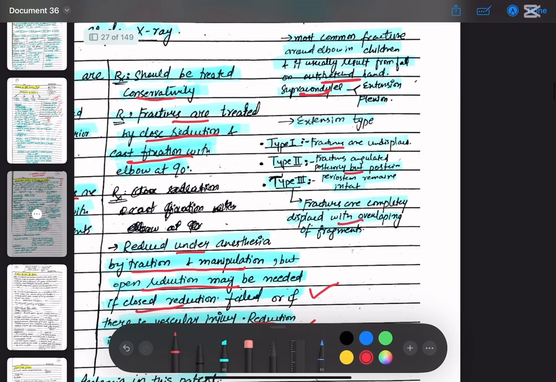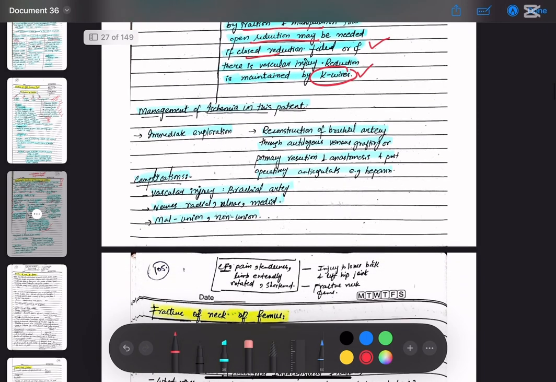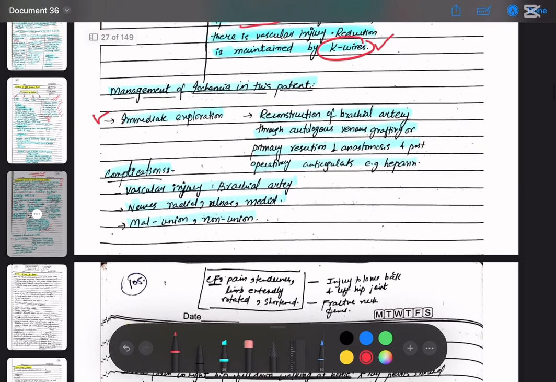Okay, so this is the management option of ischemia, that is immediate exploration. Reconstruction of the brachial artery is done through autologous venous grafting. We should give the heading of venous grafting, that the management of the ischemia in the patient is done by venous grafting, and the reconstruction of the brachial artery through autologous vein is done. Or primary resection and anastomosis is done. This is the first method, then the second method is primary resection and anastomosis, and post-operatively anticoagulants or heparins are given. So this is the third option.